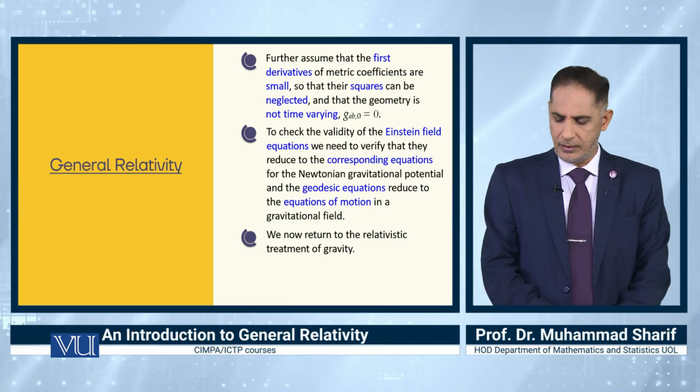So, we now return to the relativistic treatment of gravity. First of all, we shall consider the geodesic equations. We know these equations: x double dot A plus Christoffel symbol into x dot B into x dot C is equal to 0. We have discussed these equations yesterday, and today we shall see how these equations reduce to the classical equations using the weak field approximation.